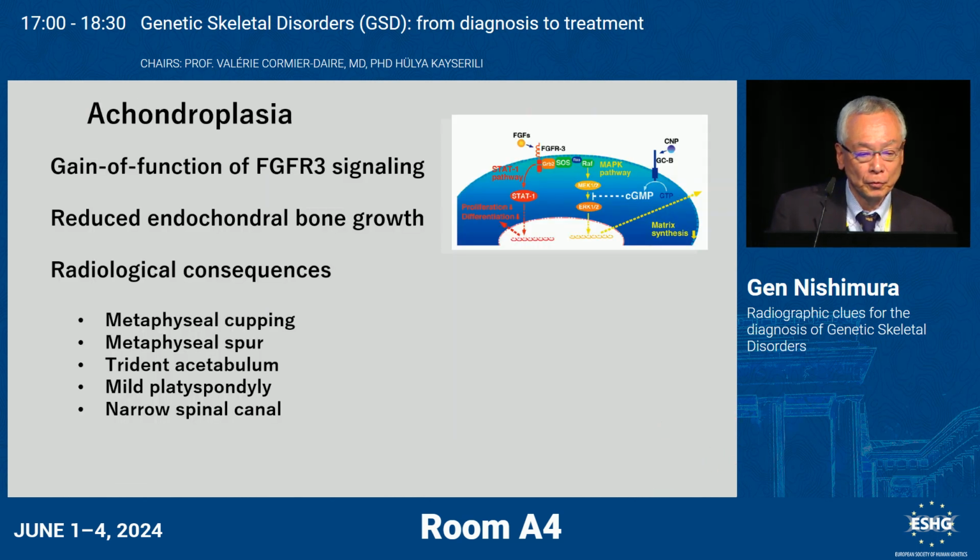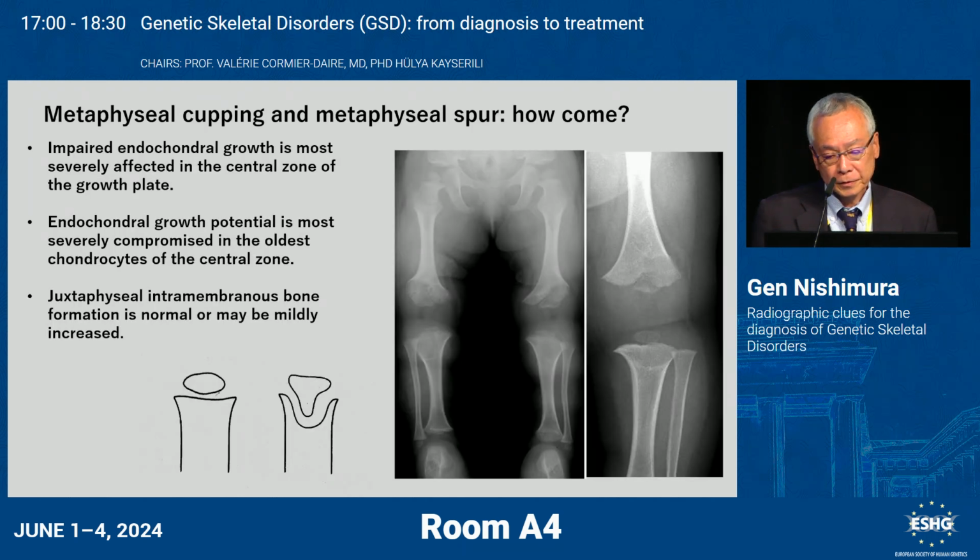As you know, achondroplasia is caused by gain of function of FGFR3 signaling, resulting in reduced endochondral bone growth. Radiological consequences are metaphyseal cupping, metaphyseal spur, trident acetabulum, mild platyspondyly, and narrow spinal canal. Here you can see metaphyseal cupping and metaphyseal spur.